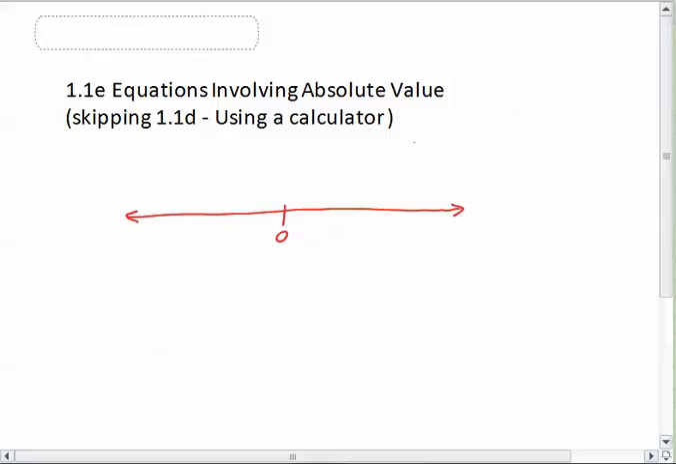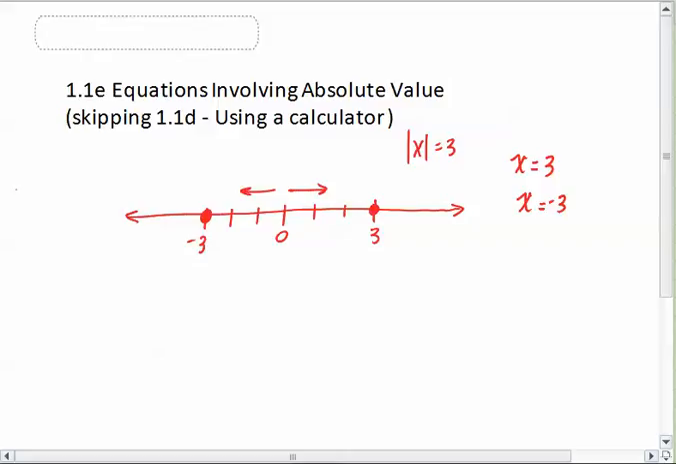Here's what I mean. Let's just say we have the absolute value of x is 3. Well, that just means that my x could actually be 3. So we could have that value, x is 3. But the value of x could also be negative 3. That's just because there are 2 directions away from 0 on the number line.